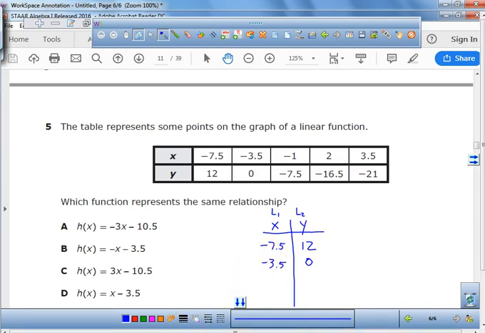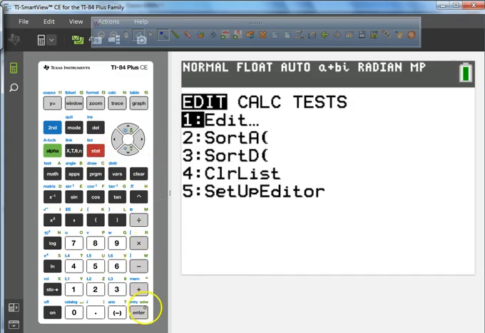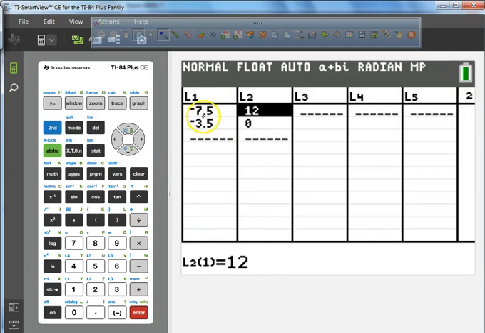Let's go stat. Let's go there and hit stat and edit. And you see how I've typed in negative 7.5 and a 12 and negative 3.5 and a 0? Type those in right now. Now, they're pretty easy to type in. I'm just going to delete this to show you how to do it. Okay? If there's nothing here, you just type in the number, press enter, and then you type in the number and press enter. That's how you do it.